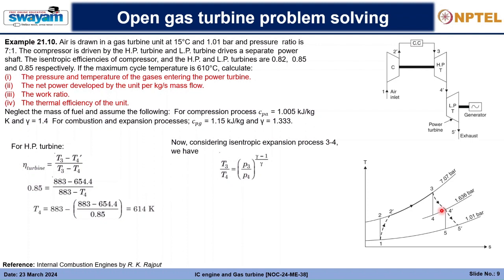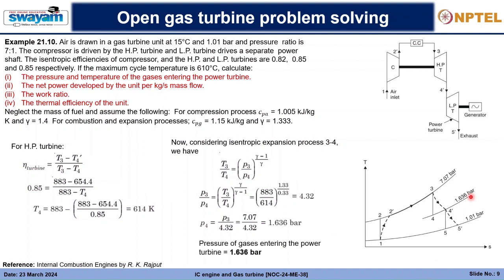Now, for the isentropic expansion process, T3 by T4 equals P3 by P4 to the power gamma minus 1 by gamma. We do not know the value of P4, rather we know all the values of P3, T3 and T4. So we'll solve for P4 and we will get P4 equal to 1.636 bar. So the pressure of the gas entering the power turbine is 1.636 bar. We have solved the first part.